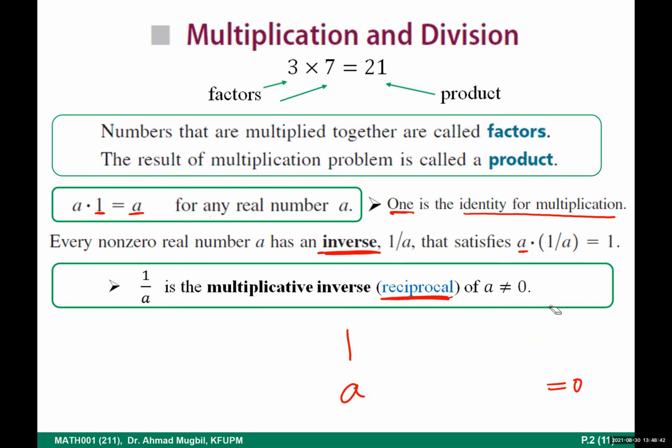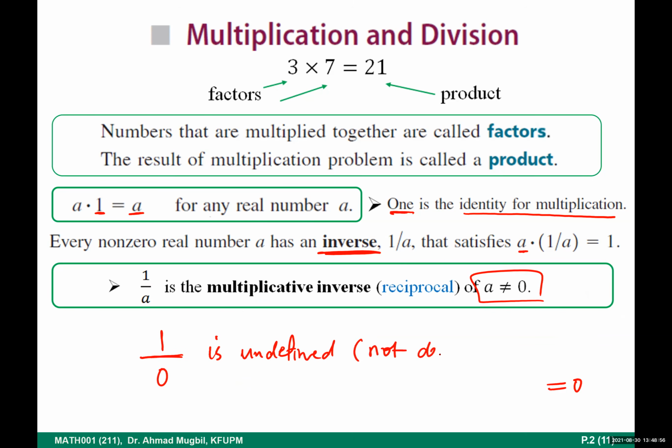Now, as we said, a cannot be 0. Why can we not divide by 0? It is undefined. What is the meaning of that? It means not defined. This means that there is something defined and this is not defined. So what is defined, to know what is not defined? Again, it is undefined. It is not possible. Why?